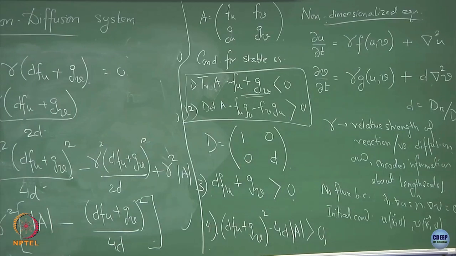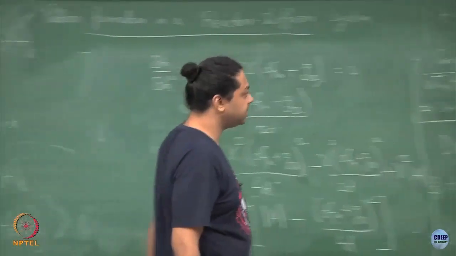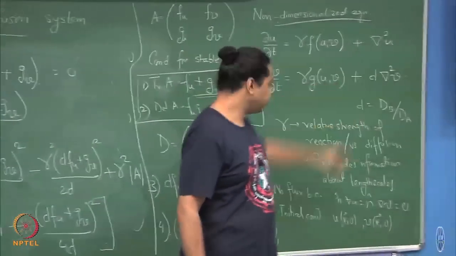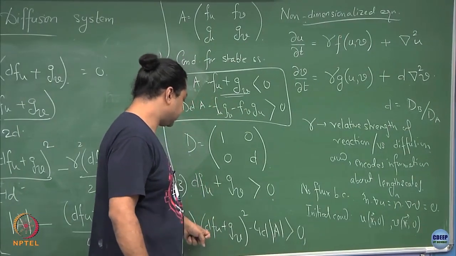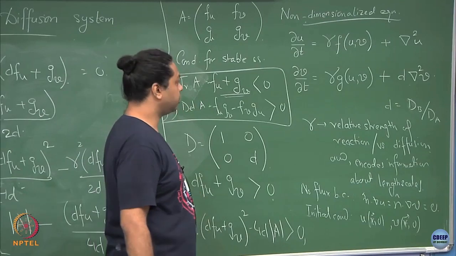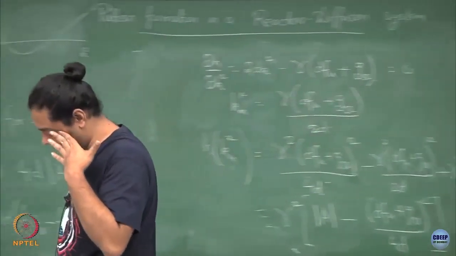So, these two conditions, 1 and 2, are required to say that you have in fact a stable steady state even in the absence of diffusion. Conditions 3 and 4 are what is required for diffusion to destabilize the steady state and give rise to some spatially extended patterns.